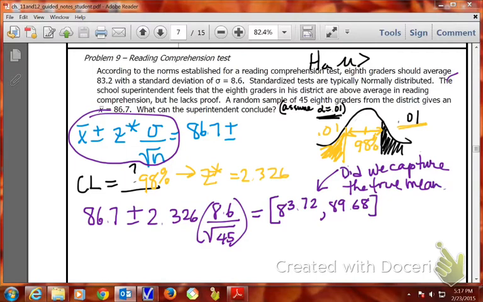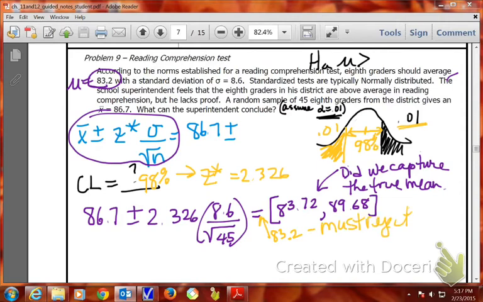And so since my value for my null hypothesis was 83.2, if I look, 83.2 would live out here. So now your H0 lives outside your interval. So if she's outside, you must reject.